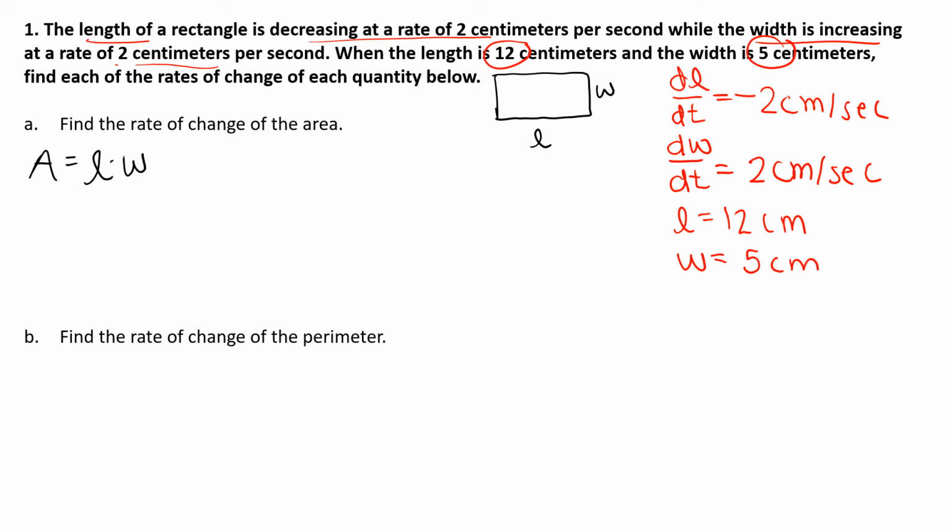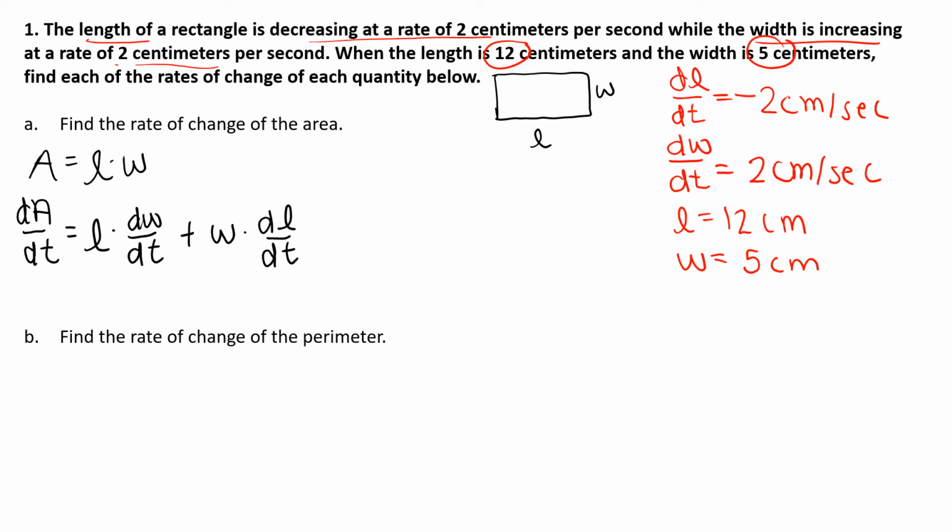To differentiate this with respect to t, the derivative of A, of course, is dA/dt. And then to differentiate L times W, we do get to use the product rule. Product rule says first times the derivative of the second, so our first is L, and the derivative of the second would be dW/dt, plus our second W times the derivative of the first, dL/dt.